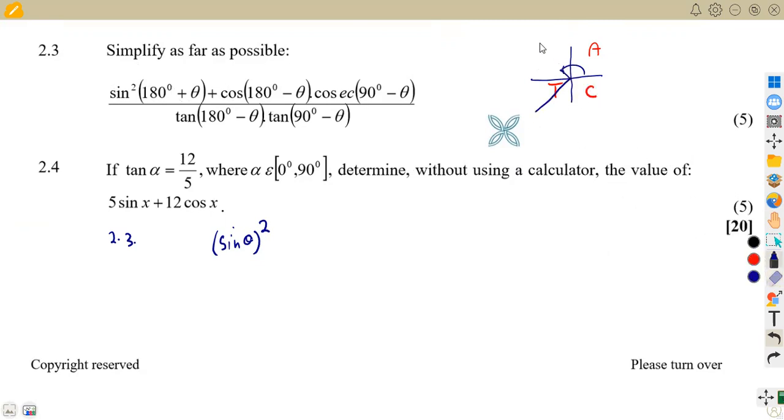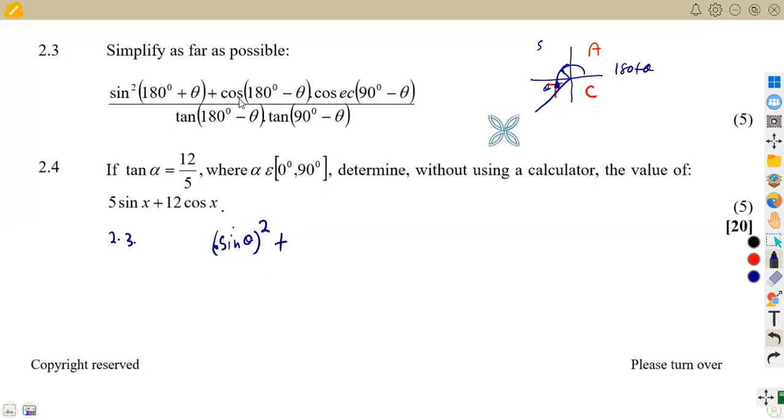This is in the third quadrant. So this is sine of 180 plus theta. 180 plus theta is the third quadrant, so sine is negative. I hope you're together there. All right, then we move on.